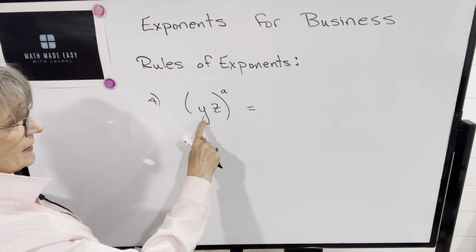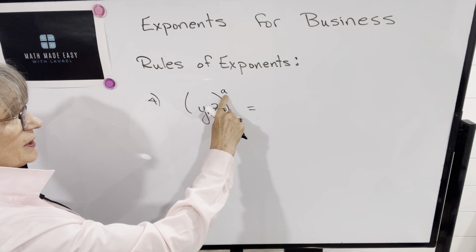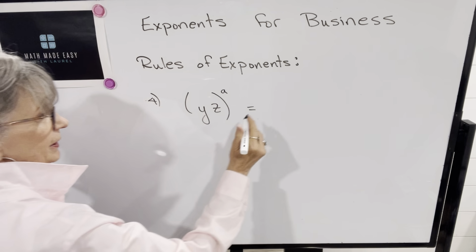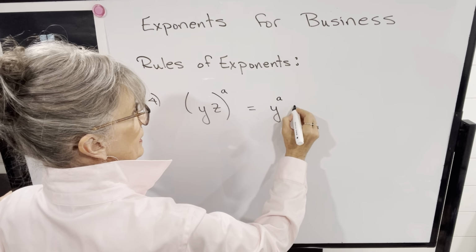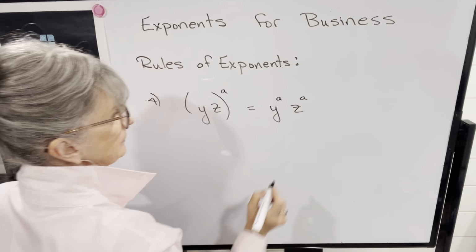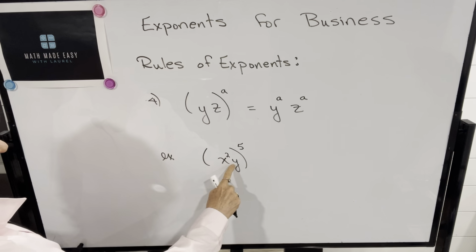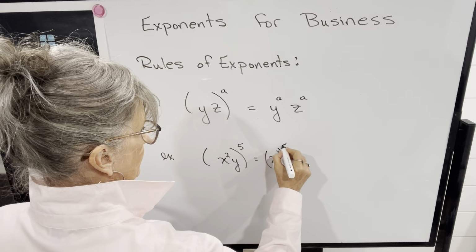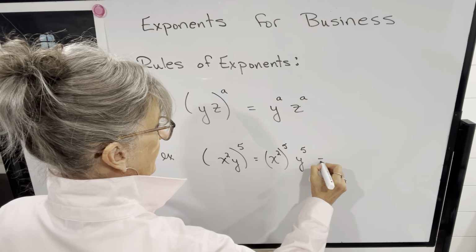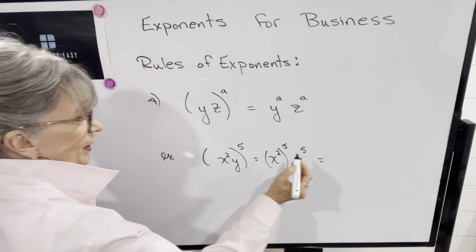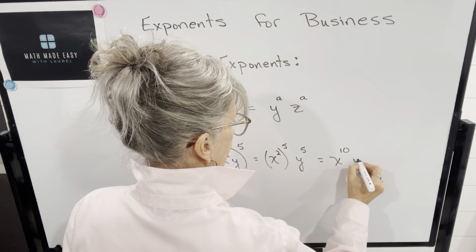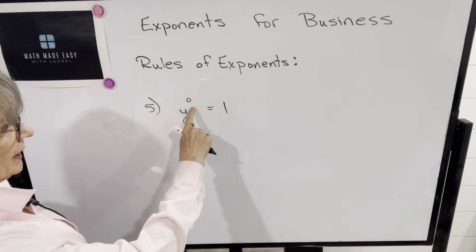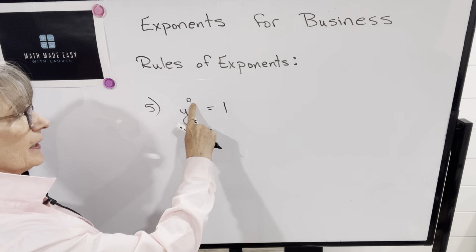The next rule says that if we have a product raised to an exponent, we can apply that exponent to each factor in that product. So this would be equal to y to the a times z to the a. So for example, if I had x squared y to the fifth, that would be equal to x squared to the fifth power times y to the fifth power. And we already know that x squared to the fifth power would be x to the 10th times y to the fifth.